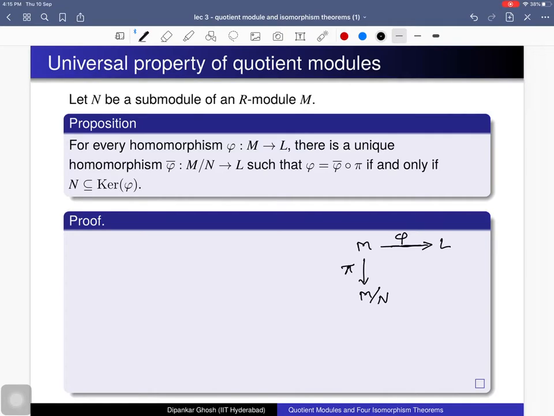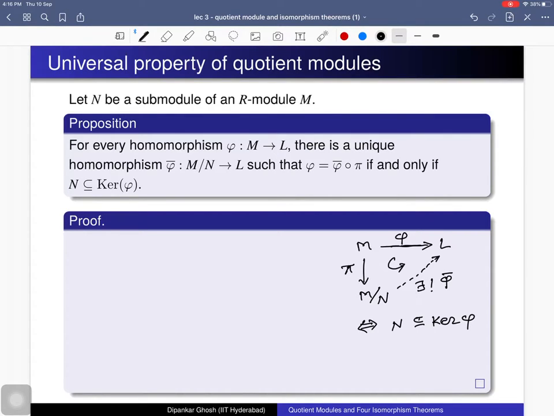Then one may ask: when can you lift your module homomorphism phi to a module homomorphism from M mod n to L? So that is the question. You can lift phi to a module homomorphism from M mod n to L. So there exists a unique phi bar such that this diagram is commutative if and only if n is a submodule of kernel phi, or n is contained in kernel phi.